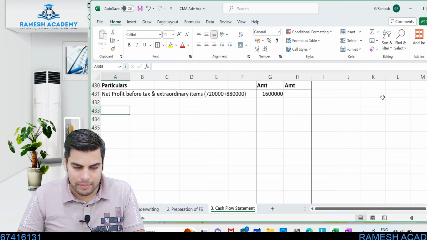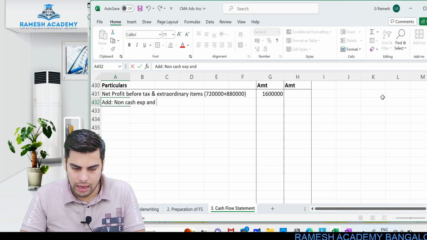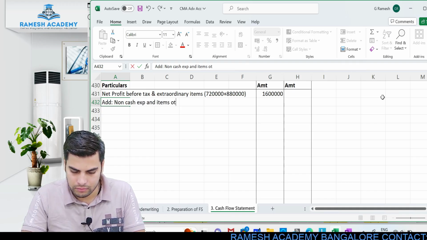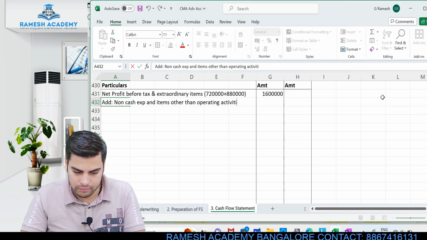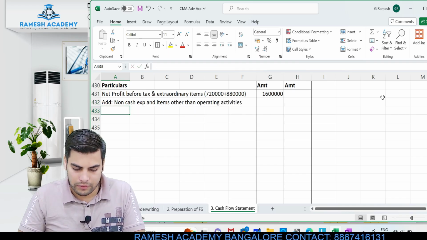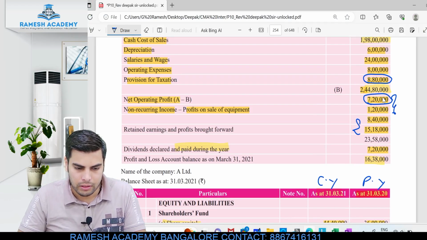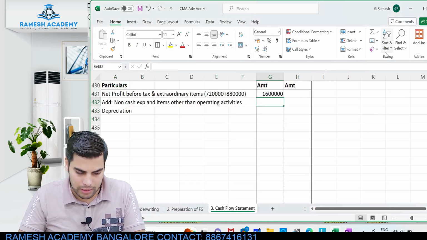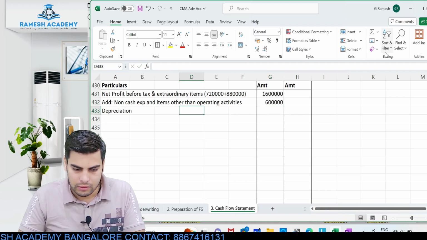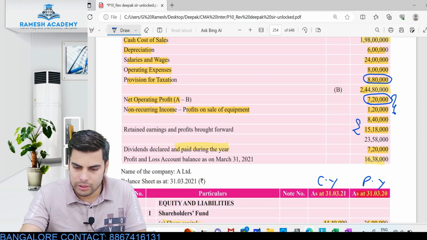Okay, to this I'll be adding the non-cash items. So add non-cash expenses and expenses or items other than operating activities. So first thing which I'll be adding back would be the depreciation. So how much is the depreciation which has been given? They've already given the depreciation amounts to 6 lakh rupees. So this 6 lakh rupees is what I'll be adding back. 6 lakh added. So depreciation taken care.